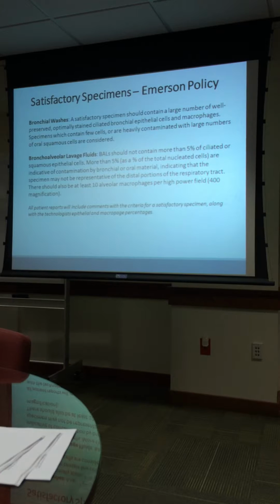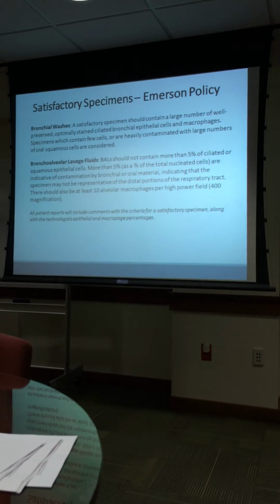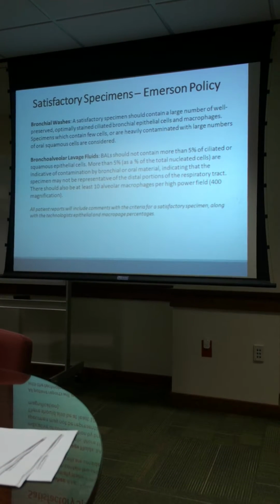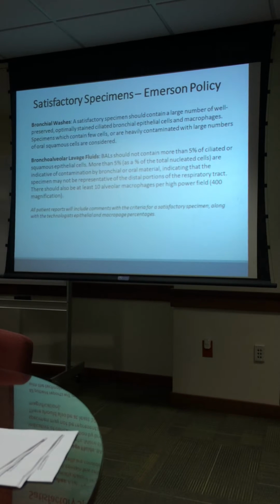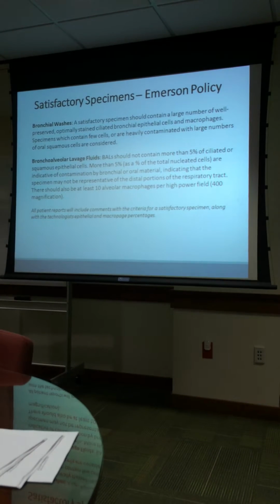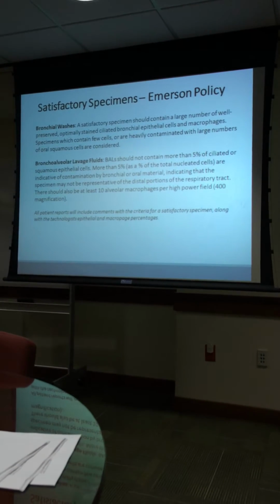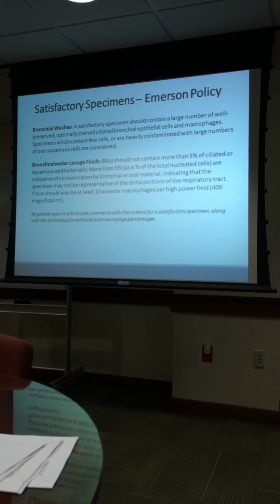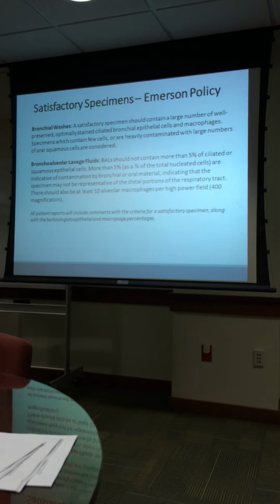The reason why you're counting the epithelial cells is to help them determine if they have a satisfactory specimen. And bronchial washes and lavages each have a different combination of cells that make them satisfactory or not. And this whole language is in the procedure, so you can read more about it.